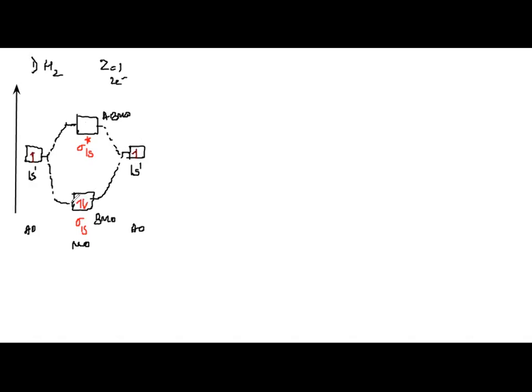Only when this is filled completely do you have to go to a higher energy orbital, that is the anti-bonding molecular orbital. So they will come and occupy here. How many electrons are there in the atomic orbitals? Totally 2, and 2 are filled. So there is nothing to be filled here.